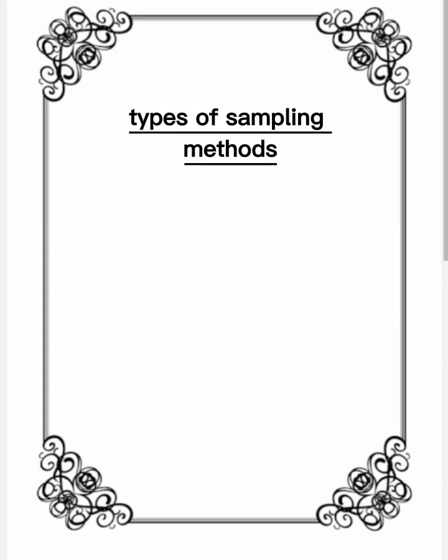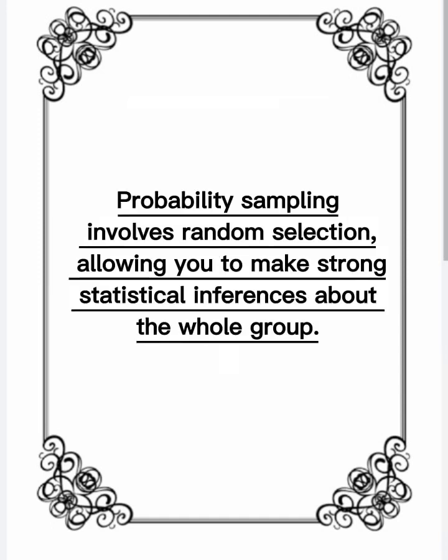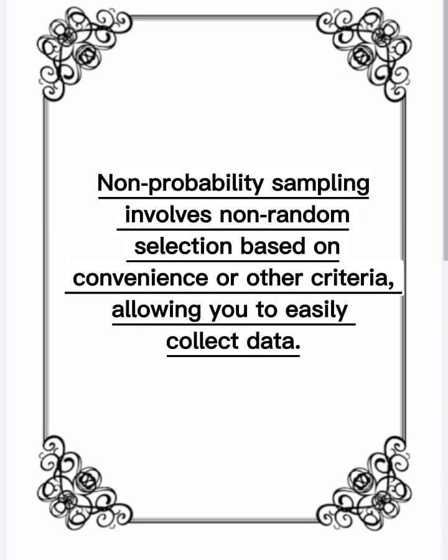Types of sampling methods: probability sampling, non-probability sampling. Probability sampling involves random selection, allowing you to make strong statistical inferences about the whole group. Non-probability sampling involves non-random selection based on convenience or other criteria, allowing you to easily collect data.